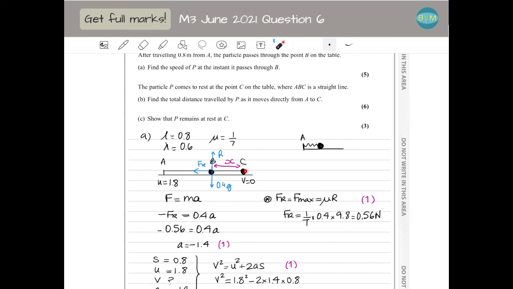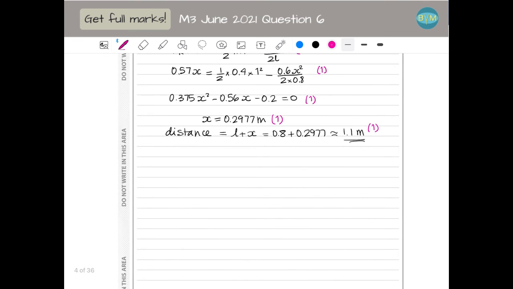And then show that P remains at rest at C. So we are here now, and the forces acting are the tension of the string, and as it has stopped and is going to turn back, the friction is in the other direction. So when the particle is at C, the forces acting are the tension of the string, just pulling it back, but there is friction in the other direction because it's not moving, but you know the friction goes against the tendency of motion.